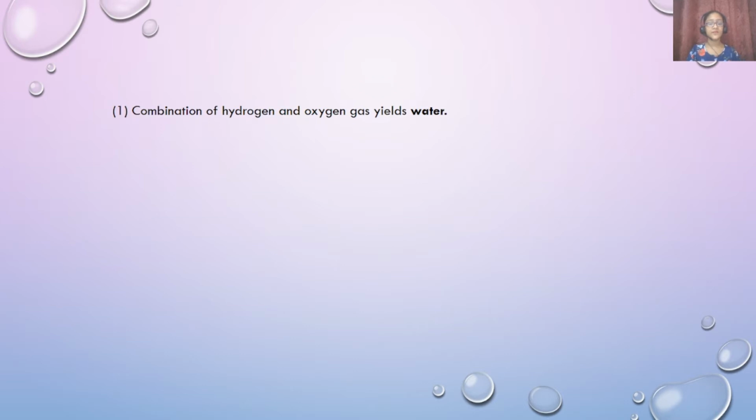So here is the first example of combination reaction. Combination of hydrogen and oxygen gas yields water. So here is the chemical equation of water. In this, hydrogen and oxygen gases have combined to form water.